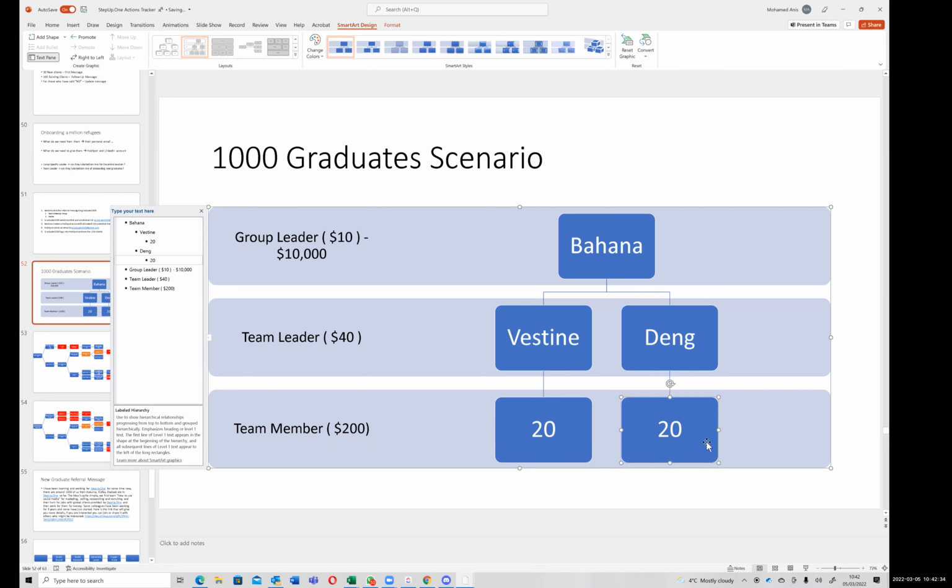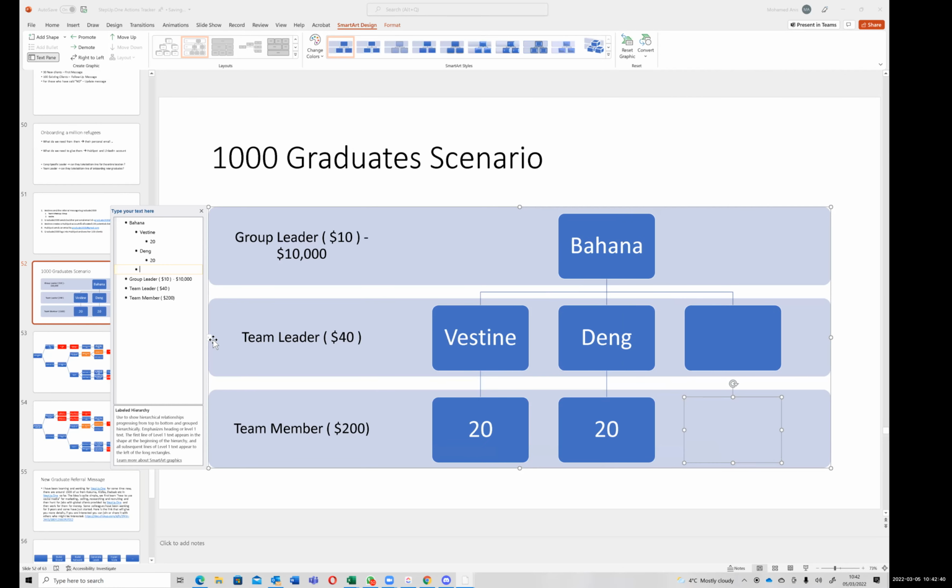So if it's 20 each, how many team leaders do you need to have? 50, is it? Yes, 50 team leaders we need to have, right? 50 into 20 is 1,000. So you need to have 50. Okay. So if this is the case, Westin has the potential to make 8,000. Correct?